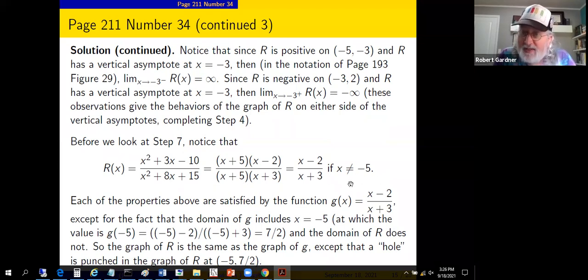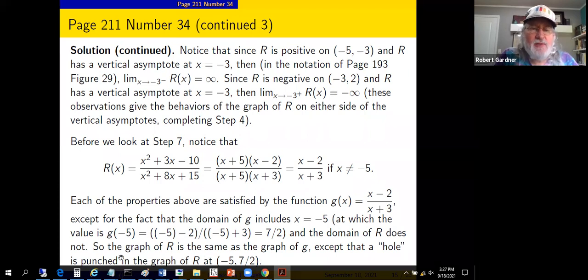Or we wrote it explicitly right there to reflect that division by 0 concern. This one doesn't have that concern. And these are the same everywhere except at -5. This function passes through the point -5, 7/2. Well, that means this function is going to try to do that because it does the same thing this function does, just at -5, they're different.